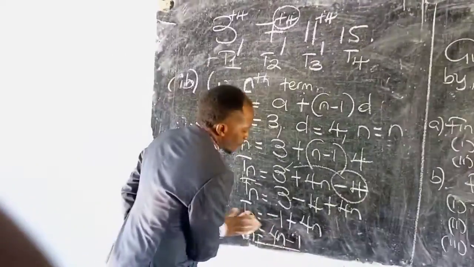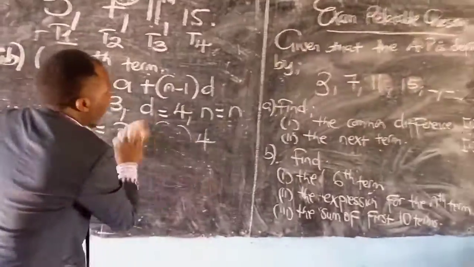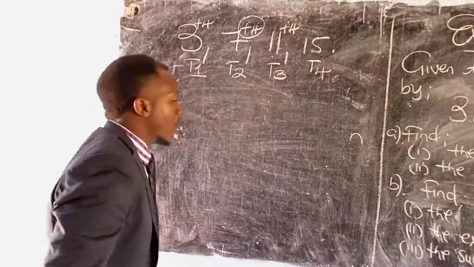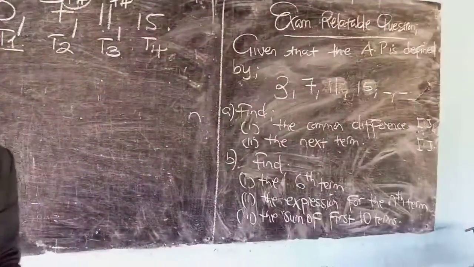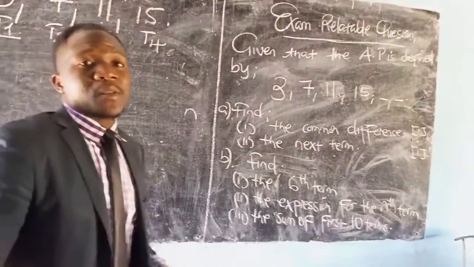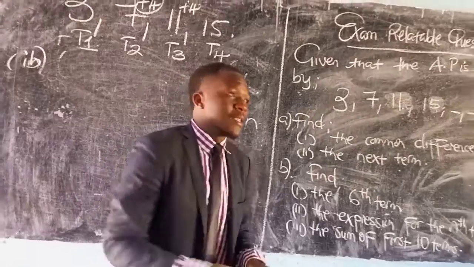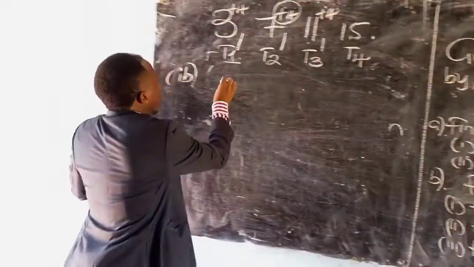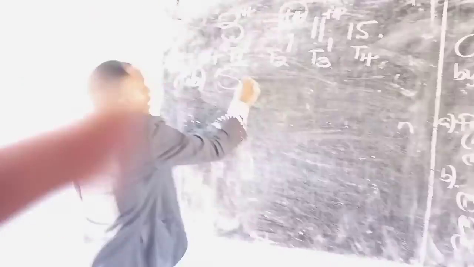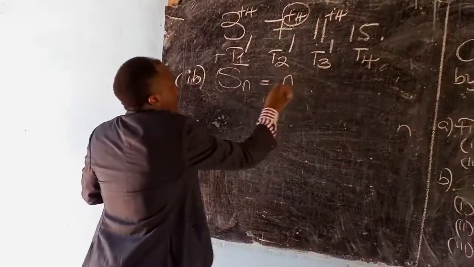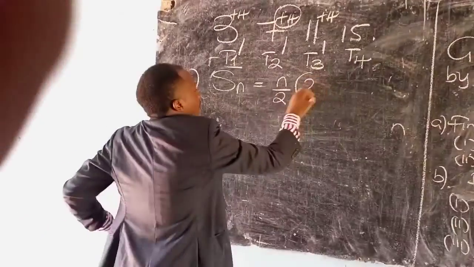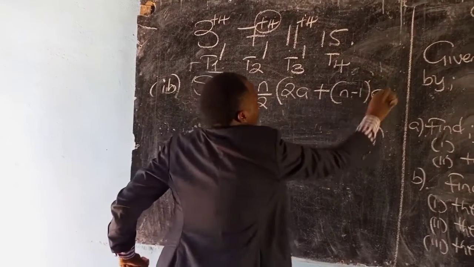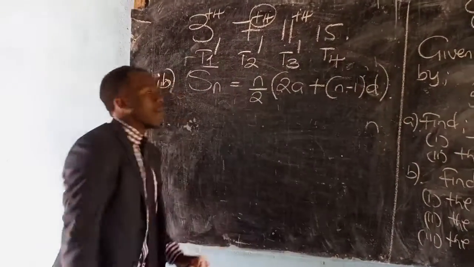Then, lastly, we're talking about the sum of the first 10 terms. This question is very interesting as it is highly targeted in paper 1. The first thing, let's involve the correct formula. Sum of terms equals n over 2, then I'm going to say 2a plus n minus 1, then I'm going to say d, then close brackets.